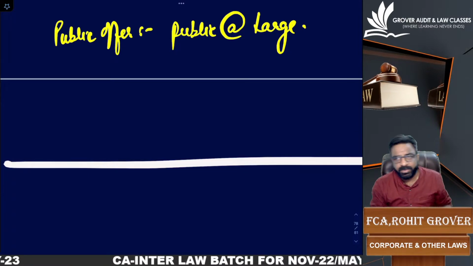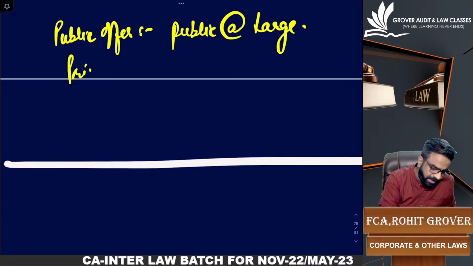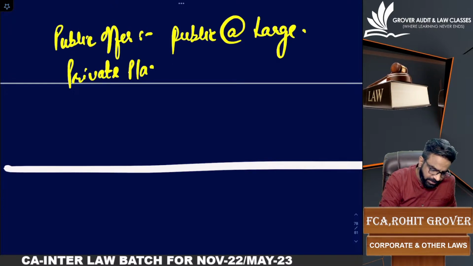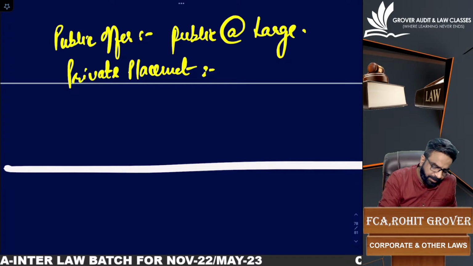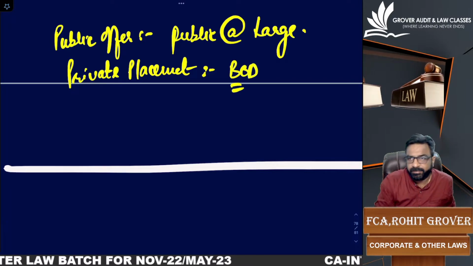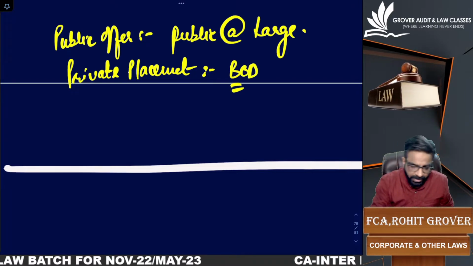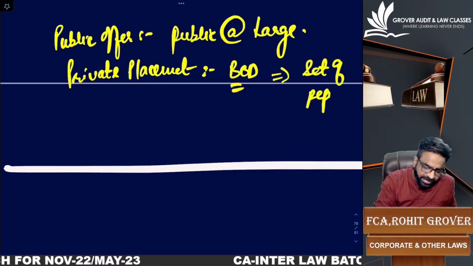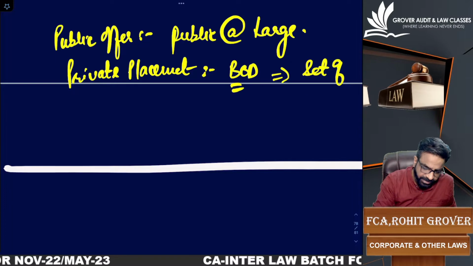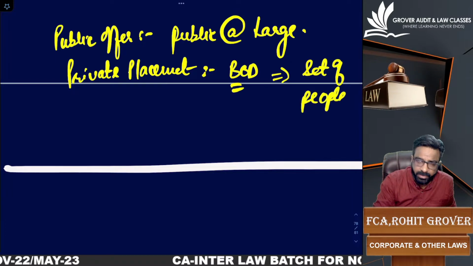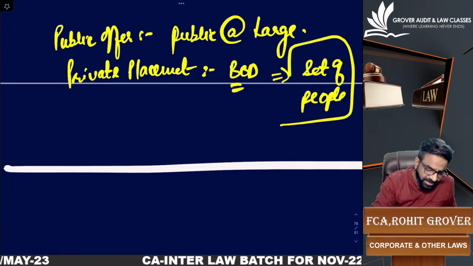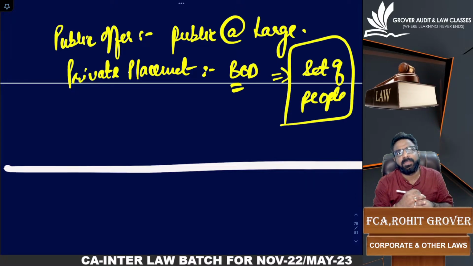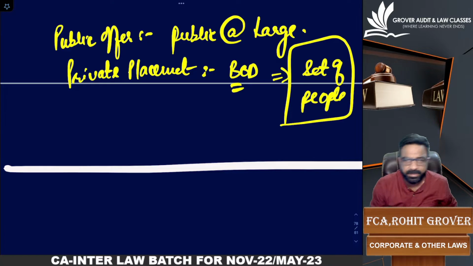But when we talk about private placement, we do not make any offer to the public at large. In private placement, the board of directors of the company will decide the selected group of people to whom they want to sell the shares, to whom they want to issue the shares. This is the major difference between public issue and private placement, right?